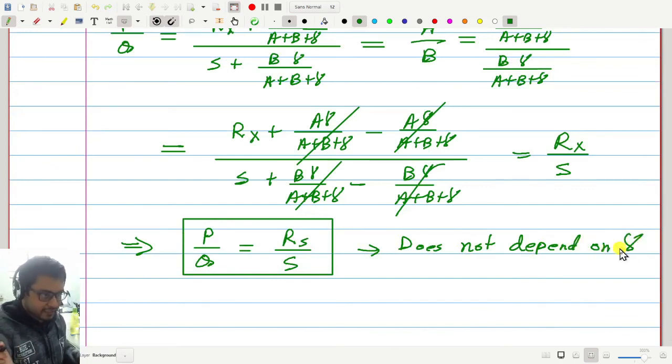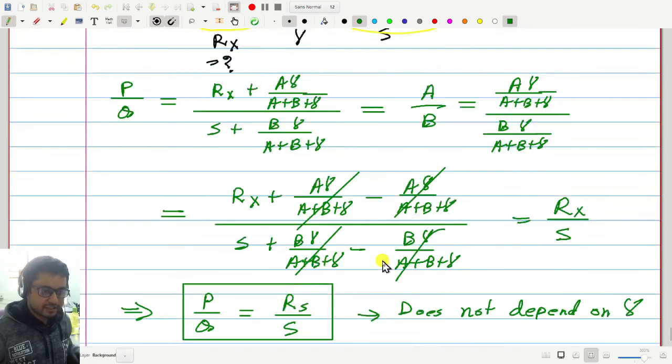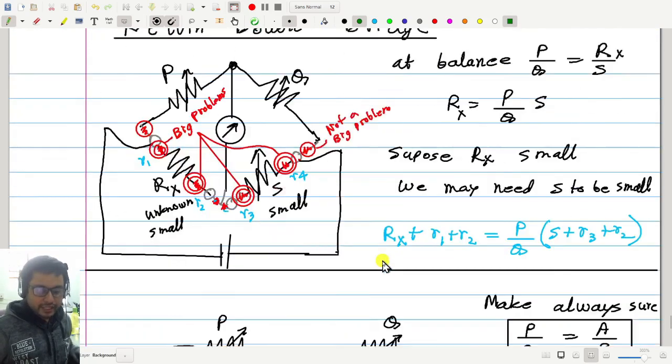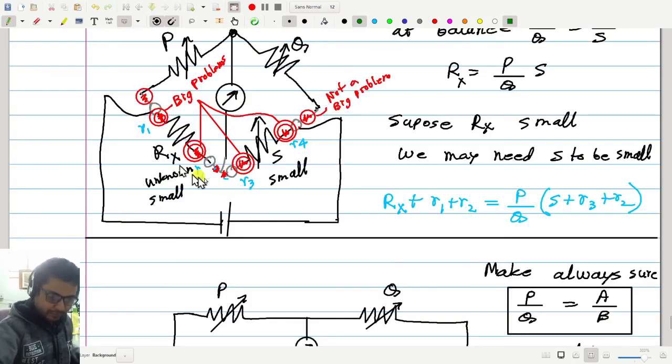Why is it nice? That will not be clear today. That I will tell you tomorrow, when I will use this fact to give the solution of this problem, where we have seen that these little resistances create problems in a Wheatstone bridge. These junction resistances create problems in a Wheatstone bridge.